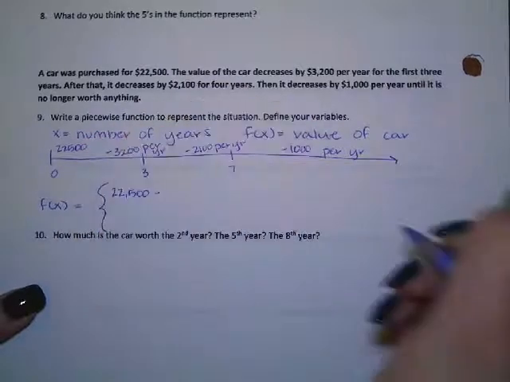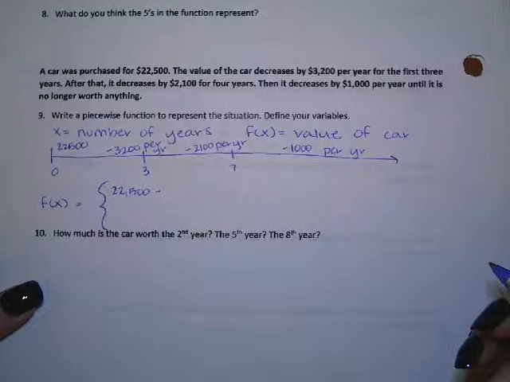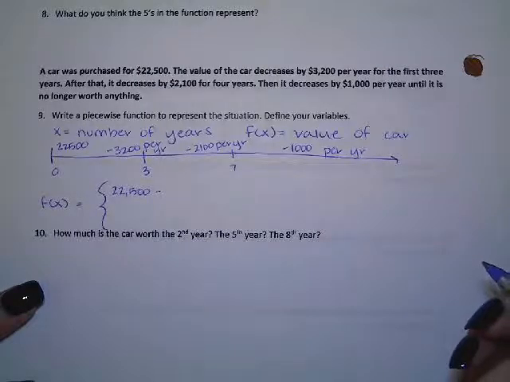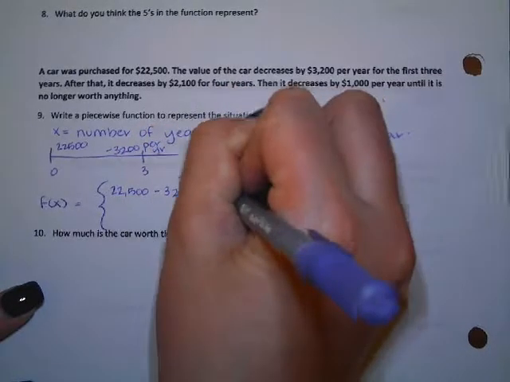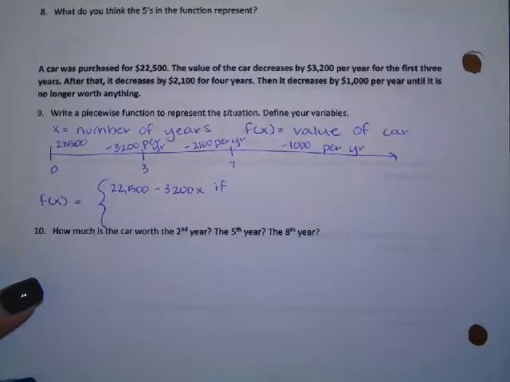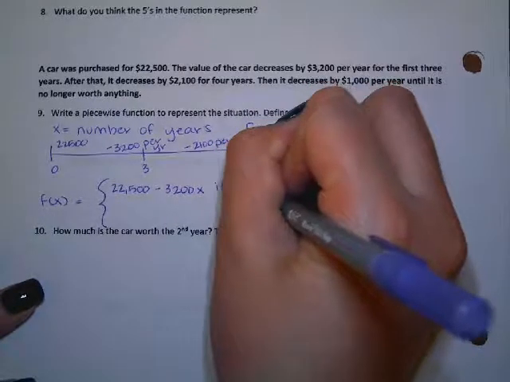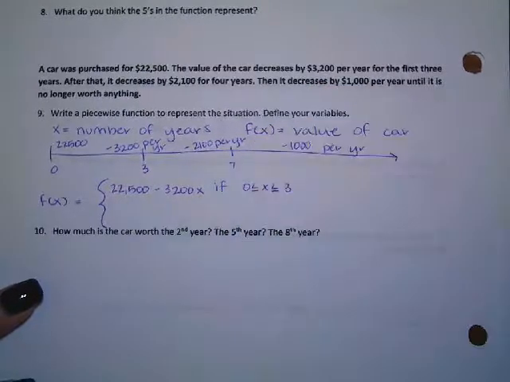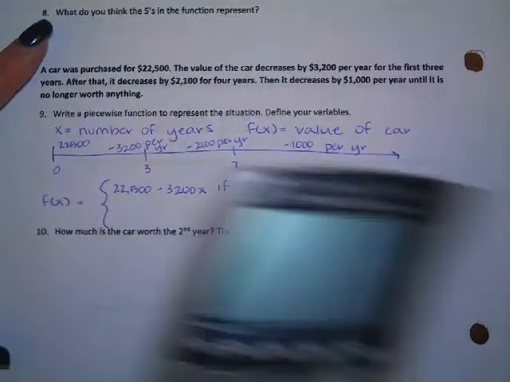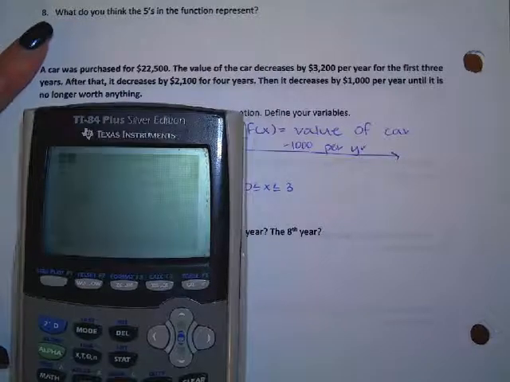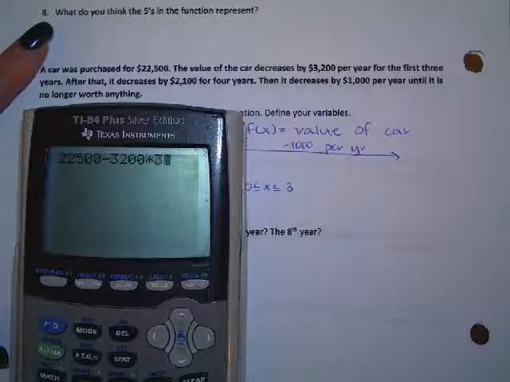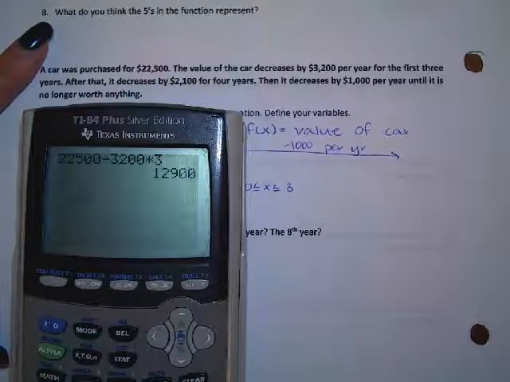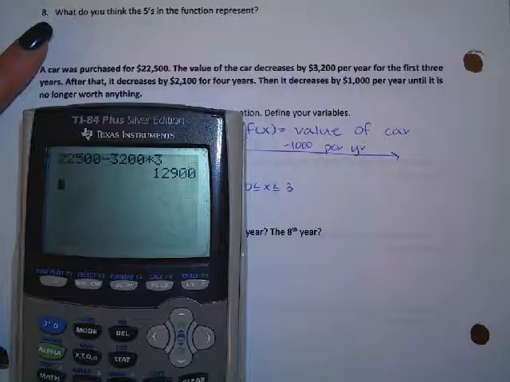22,500 take away, and what should I write? 3,200x, okay. And what are the x values that we use? 0 to 3. So if x is between 0 and 3, okay. Next, we're going to say, okay, it must have been 3 years already, so 22,500 minus 3,200 for 3 years means that we're starting at 12,900.